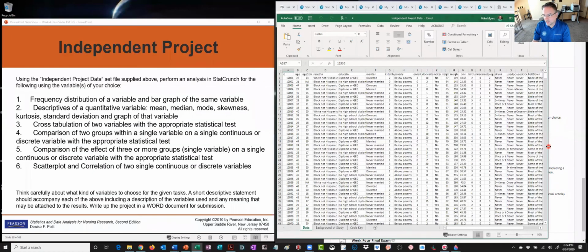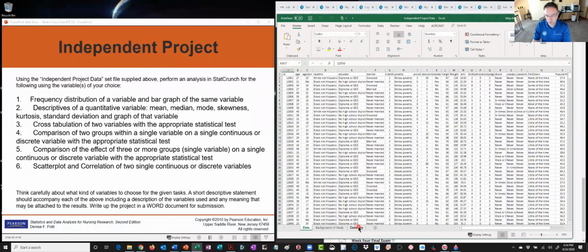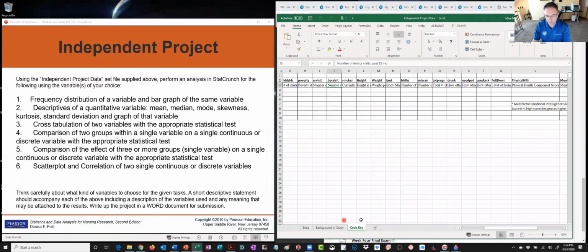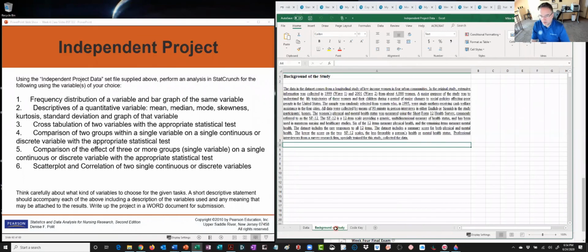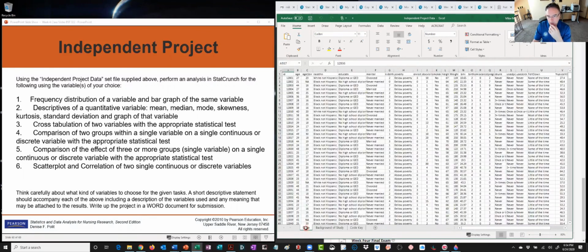So now you've got a whole list of variables to look at. Again, the code key is here, down at the bottom. The background of the study is here. This is data that Dr. Palit keeps sending me. Some of it's pretty obvious, but there's other stuff here in the code key if you're confused what they are. And you can see some of these are nominal level variables. Some are interval ratio level variables. There's lots of different stuff you can look at.